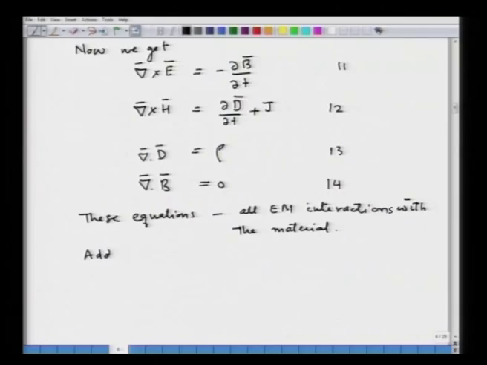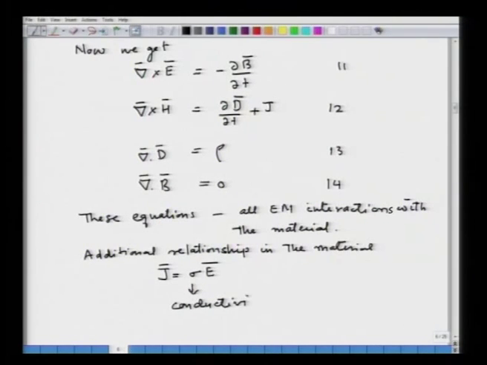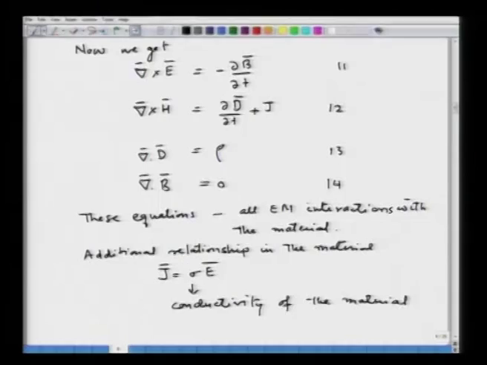An additional relationship is also required, which relates the current density to the electric field, and this is known as the conductivity of the material. In summary, what we have done is we are trying to define the interaction of light with matter, and the three parameters that come out which define this interaction are the electric permittivity of the media, magnetic permeability of the media, and the conductivity of the medium. Now, this is basically defining the properties of the material, and we will see how that defines our optical properties.